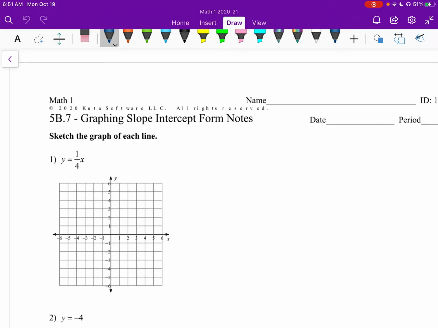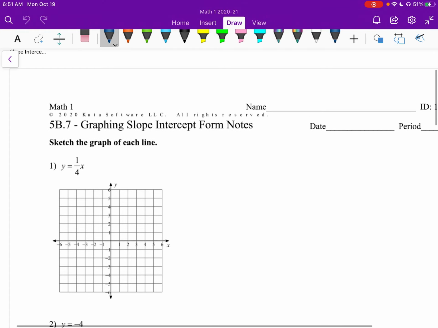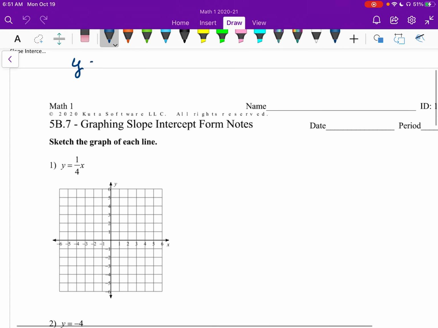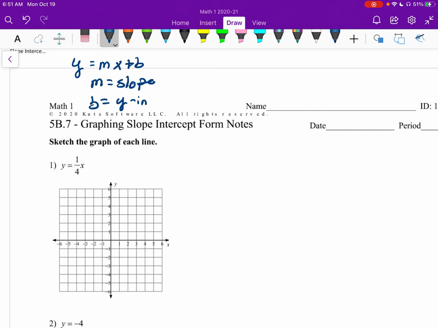All right, Math 1, graphing slope-intercept form. So first off, let's remember what slope-intercept form is. It is y equals mx plus b, where m is the slope and b is the y-intercept. We remember that slope is the same thing as rise over run.